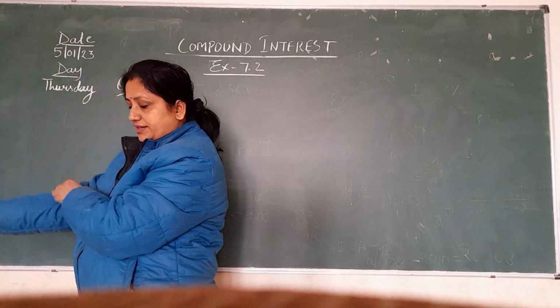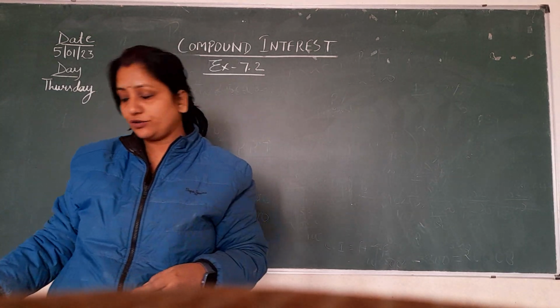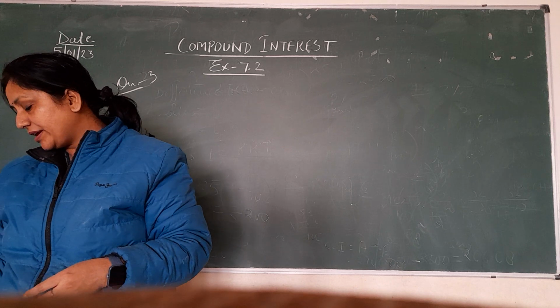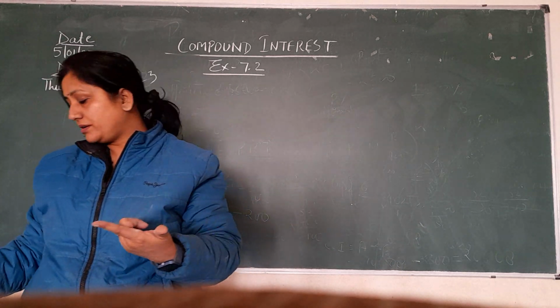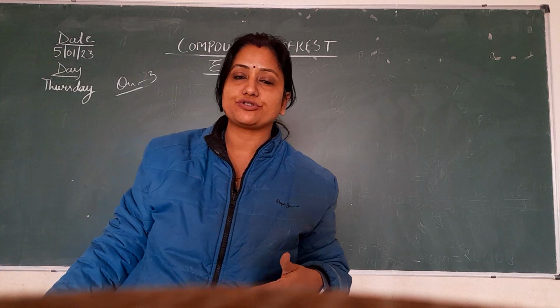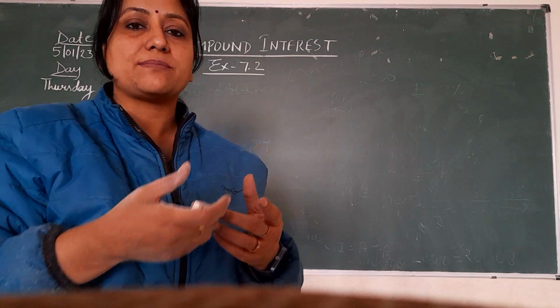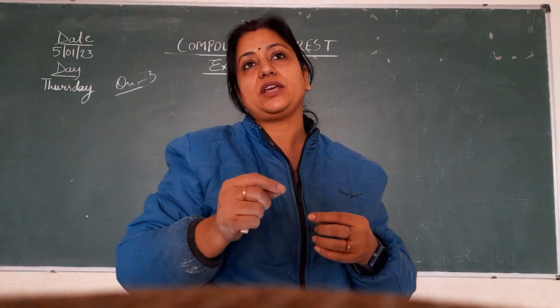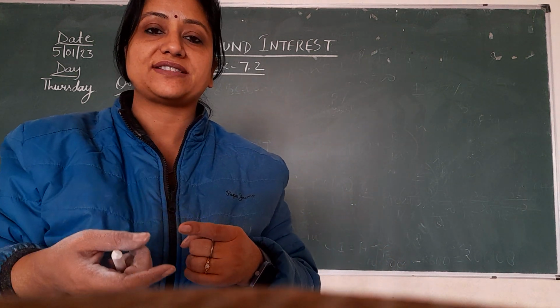Question number 3: find the compound interest on rupees 3125 if the rate of interest for the first year, second year and third year will be 4%, 5%, 6% per annum. It means now in this question the rate of interest is different every year. If you borrowed some money and the person said that if you return the money in 1 year, you will get a rate of interest of 4%.